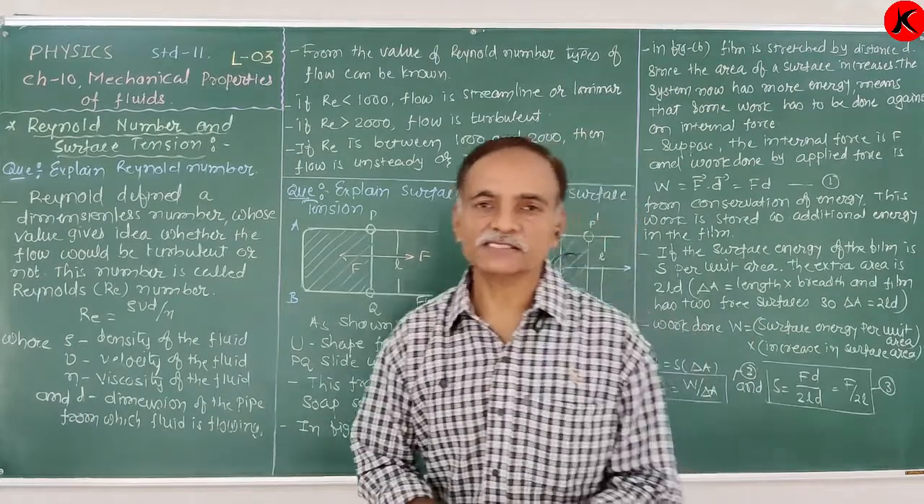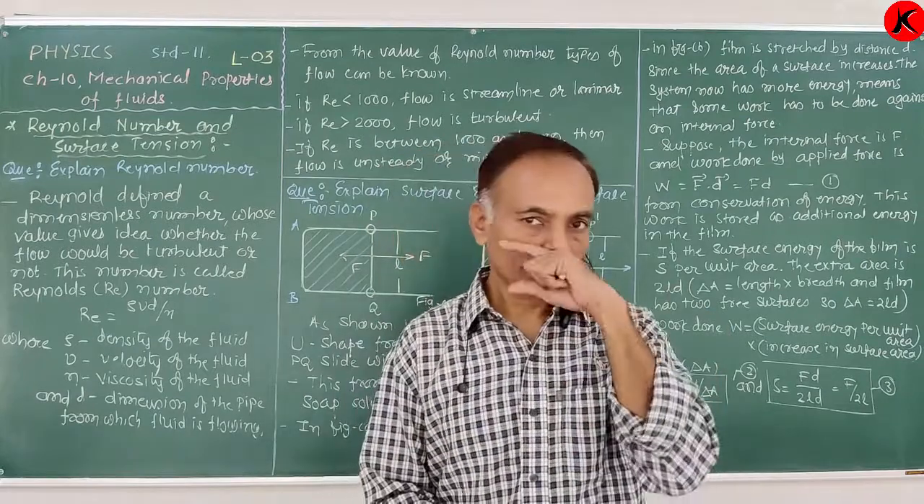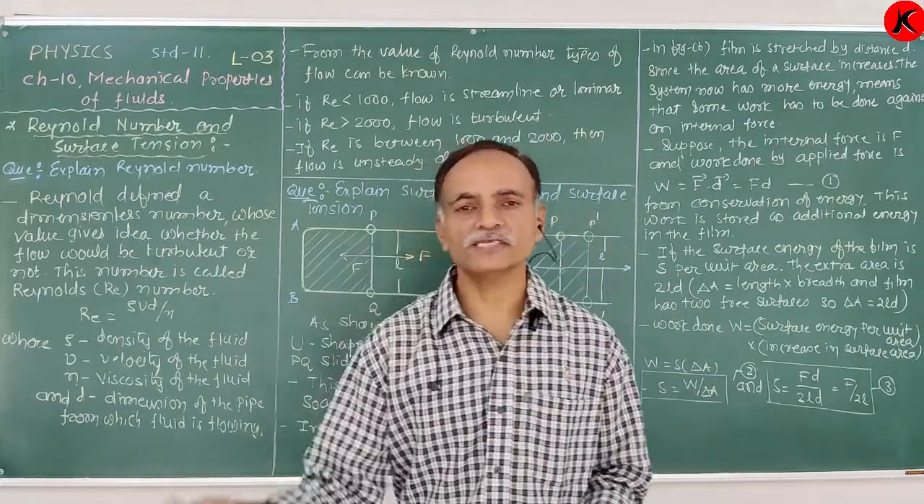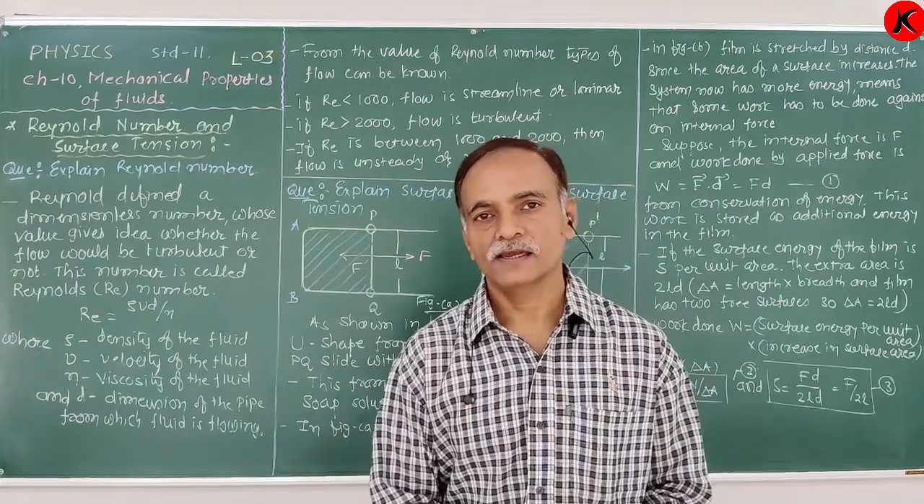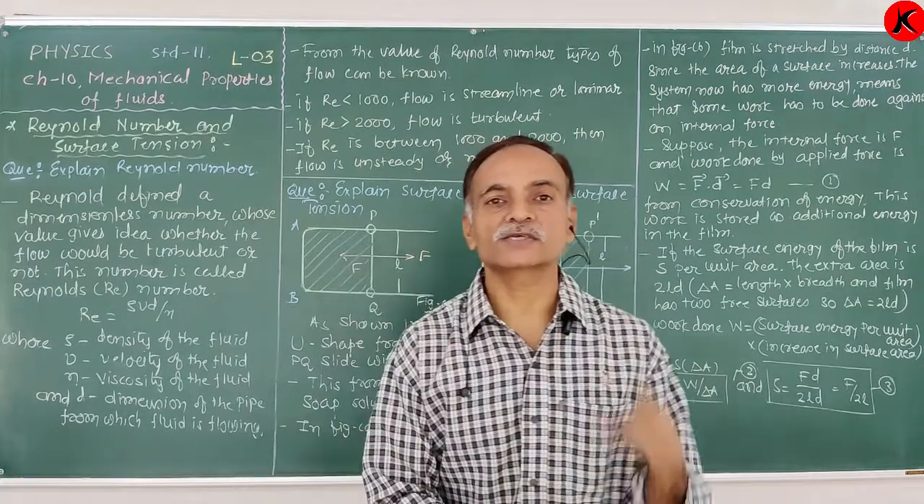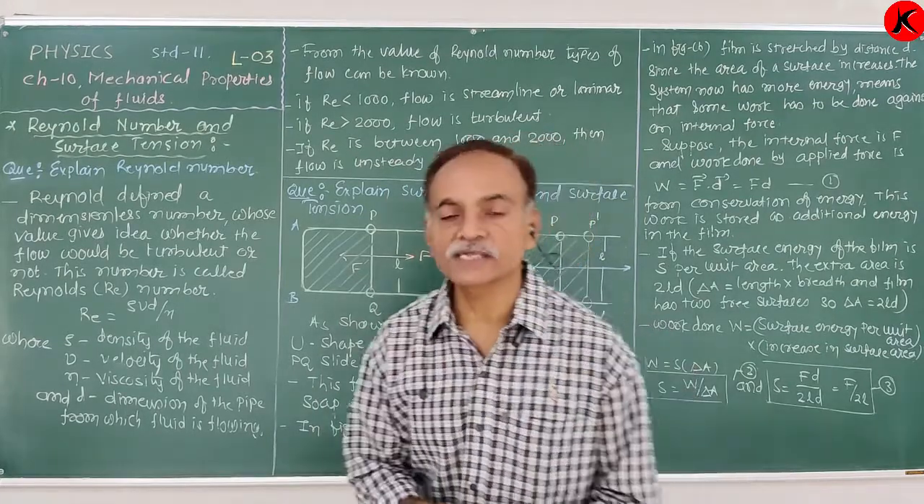We have experience of this in the summer season. The water flowing in a river is flowing steadily. That means the velocity of the particle at any point of the flow is almost constant with time. So this type of flow is known as steady flow.